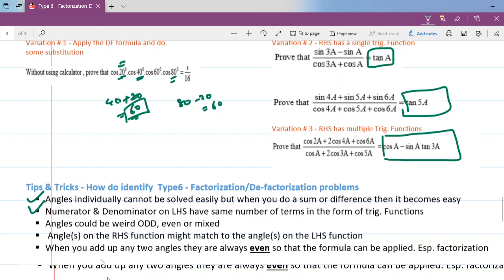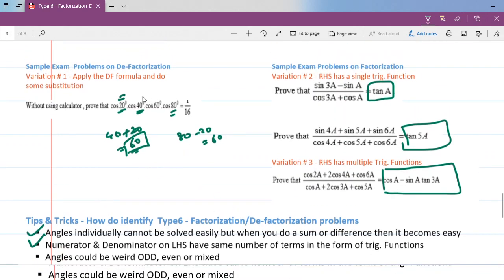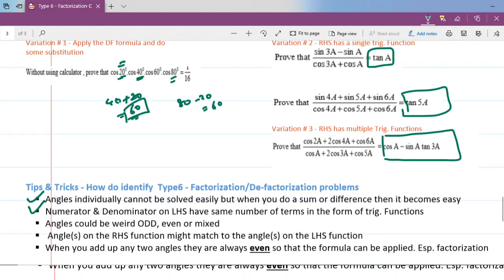The third point is that angles could be weird. It could be odd, it could be even, it could be mixed. If you see here, it's all weird angles: 20, 40, 60, 80, sine of 3a, sine of a, again sine of 4a, sine of 5a, sine of 6a. It just goes on. It's all over the place. Typically, in the other types that we saw, there was a pattern and it was very finite, but over here it can go on anyhow and you will not know. Typically, with odd functions like sine 5a, it's very difficult to put this into a multiple angle formula because it's an odd function and you cannot do that. That's another clue that you might check in the problem.